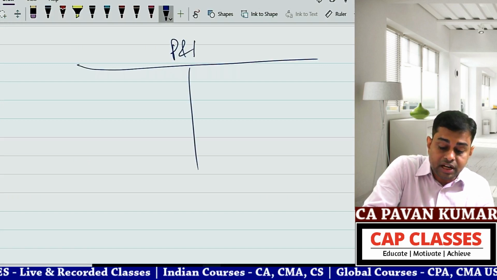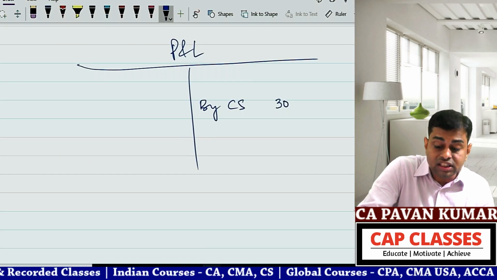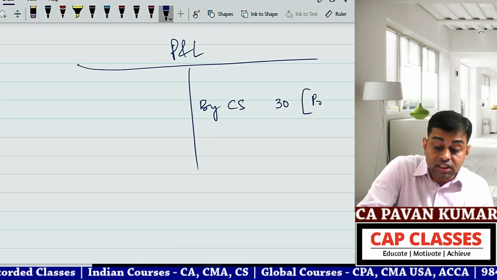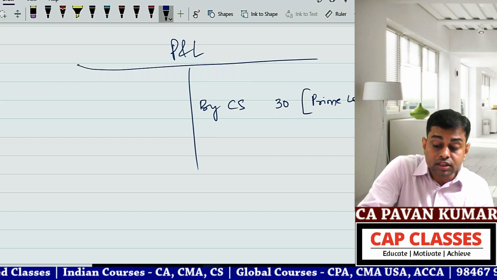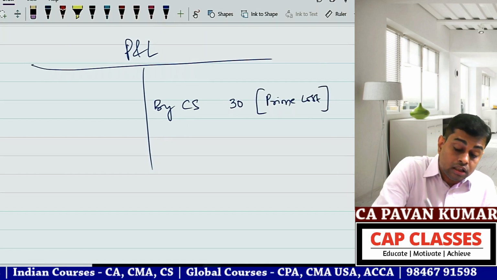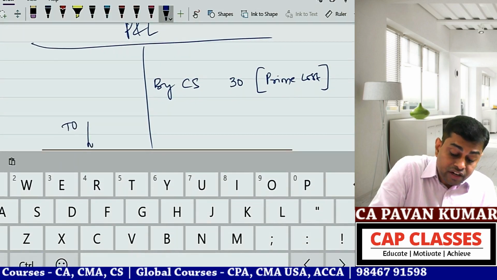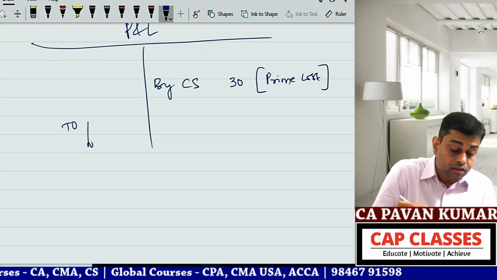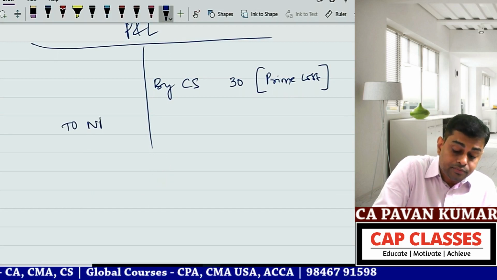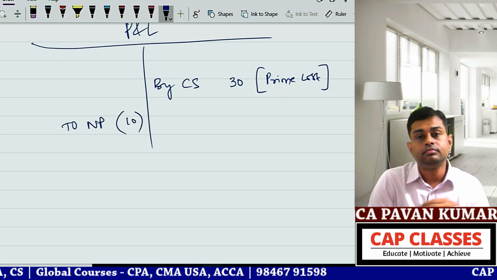If you look at the P&L, by closing stock, at present 30 crores is there. Why 30 crores? Because this is prime cost. Inventory is valued at the prime cost till now. So there is a deficit of net profit. So here there is no net profit. If you are writing net profit on this side, you need to write it with a minus.